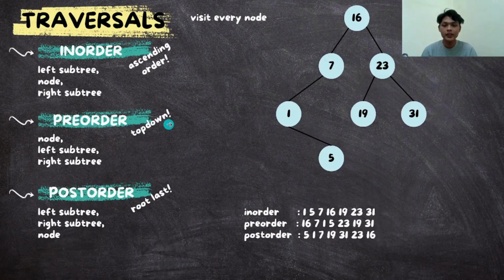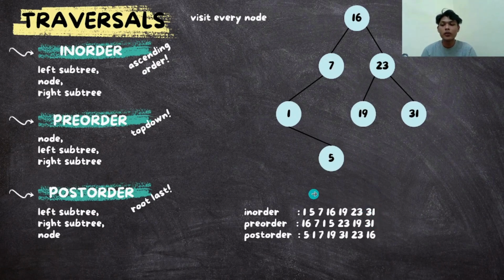Next, we have pre-order. Pre-order goes from the top of the tree down, top down. So first we go to the node, the root, which is 16. Then we go all the way to the bottom. So here we have 16, 7, 1, and 5. We finish all of the left side of the subtree, and then we go to the right subtree. We go to the node first, 23, then left and right: 23, 19, 31. As you can see here, it is the same.